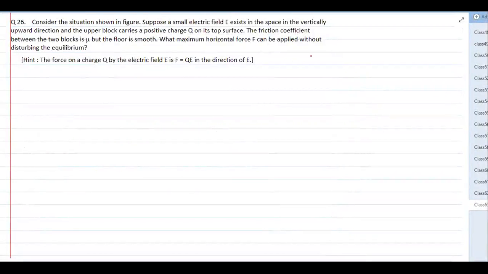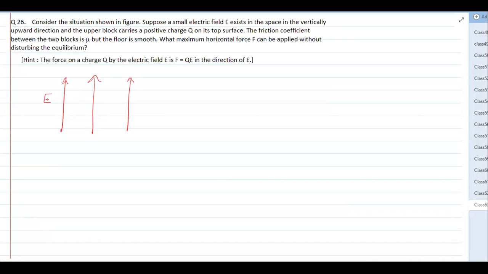Consider the situation shown in the figure. Suppose a small electric field E exists in the space in the vertically upward direction. Okay, the electric field is existing, so we will discuss. A hint is given. What is the electric field? The electric field is given in the upward direction, and the upper block carries a positive charge on its top surface.